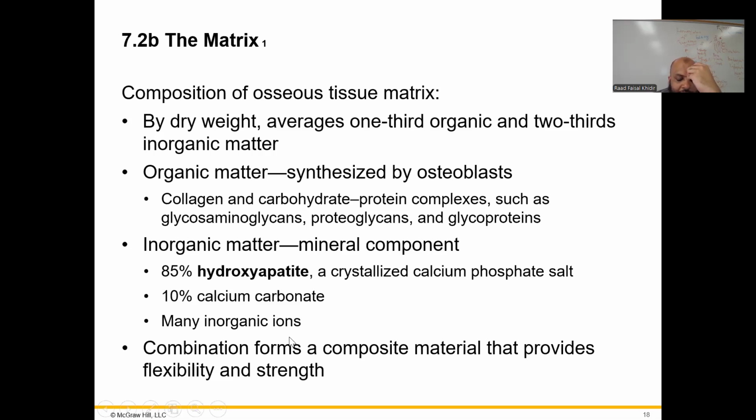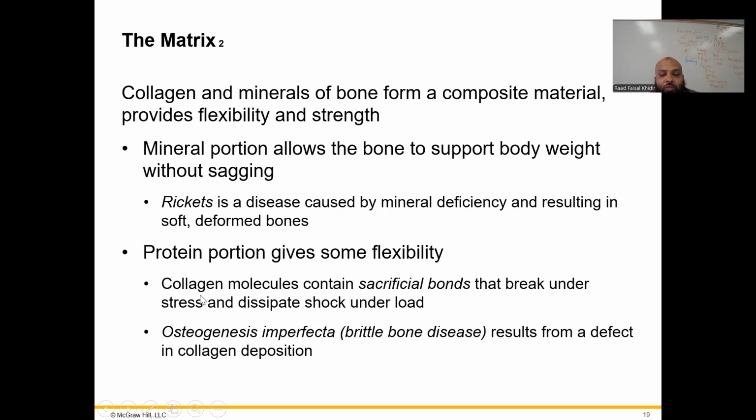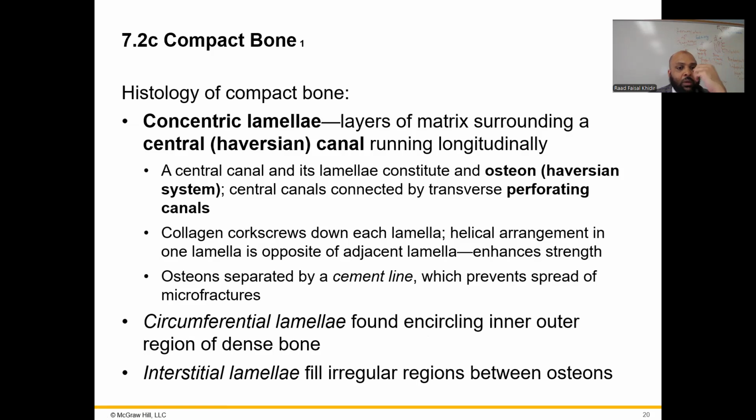The combination forms a composite material that provides flexibility and strength. The collagen and the minerals of the bone form a composite material, and the mineral portion allows the bone to support the body weight without sagging. Rickets is a disease caused by mineral deficiency, and it results in soft, deformed bones. The protein portion gives some flexibility, and the collagen molecules contain sacrificial bonds that break under stress. Osteogenesis imperfecta is known as brittle bone disease, or marble bone disease, and it results from a defect in collagen deposition.